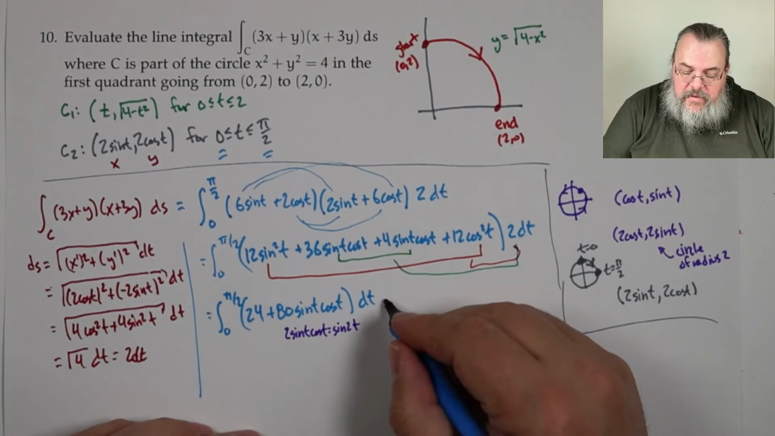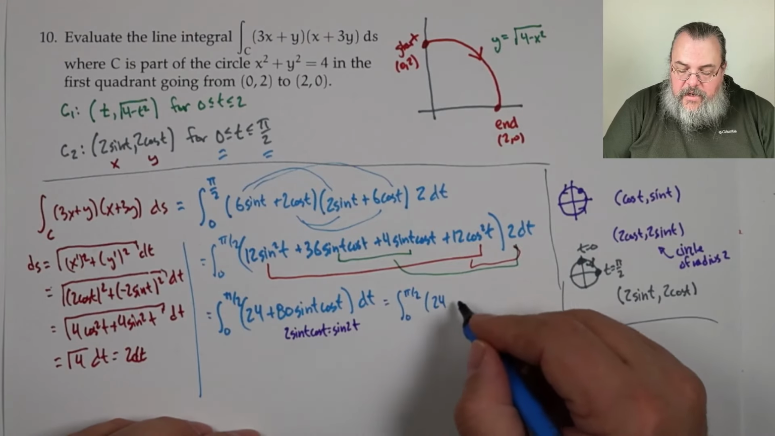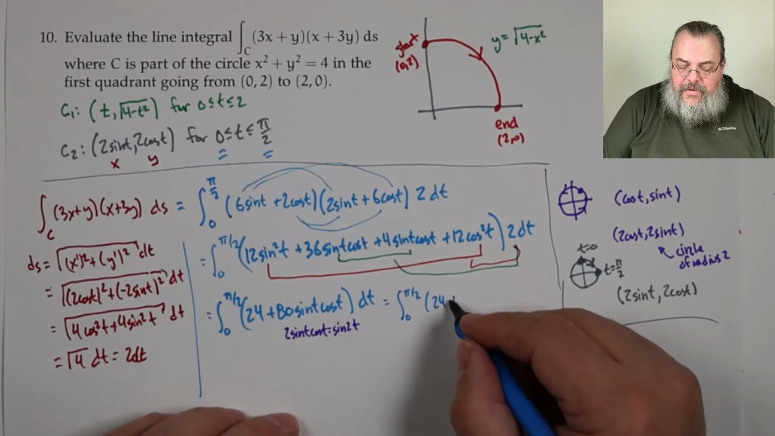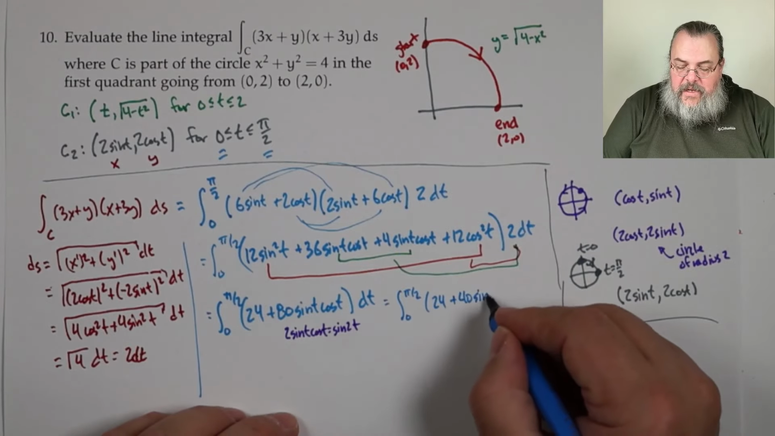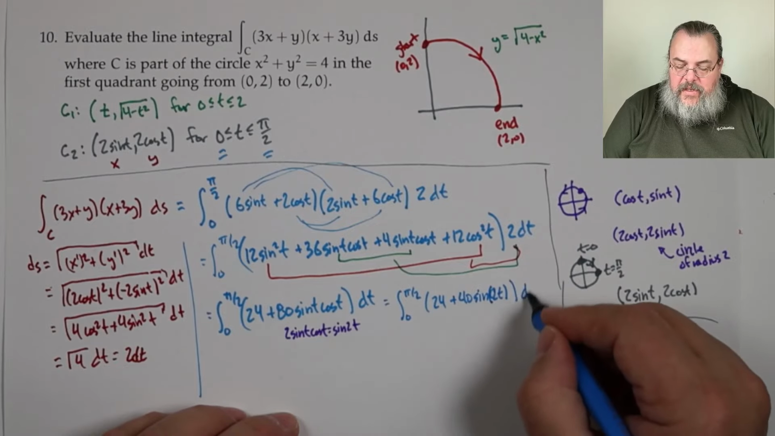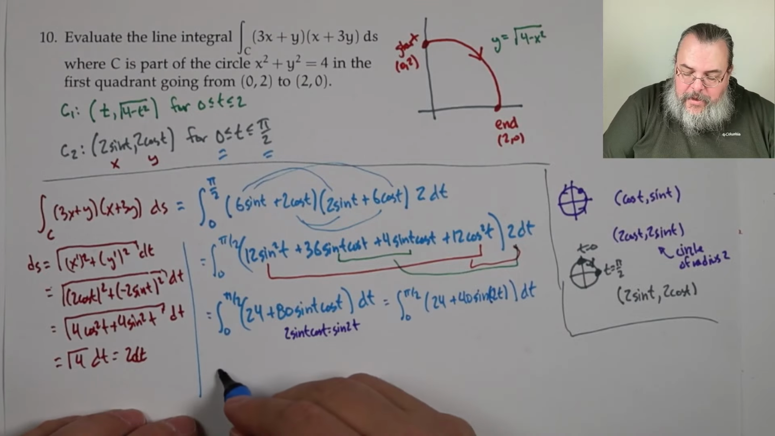So this becomes the integral from 0 to pi over 2 of 24, and then we're going to think of this as 40 times 2 sine t cosine t. So plus 40 sine of 2t, all right, dt. And we integrate that. We're in the home stretch.